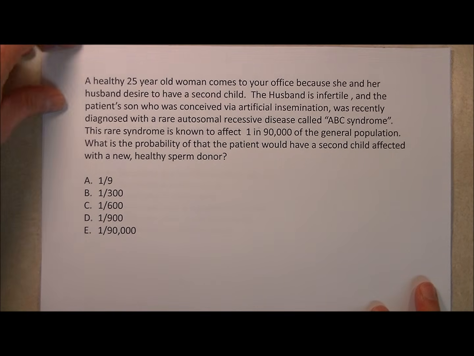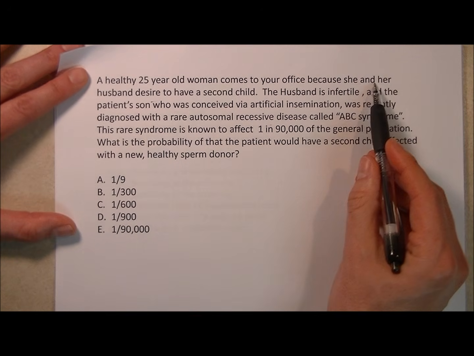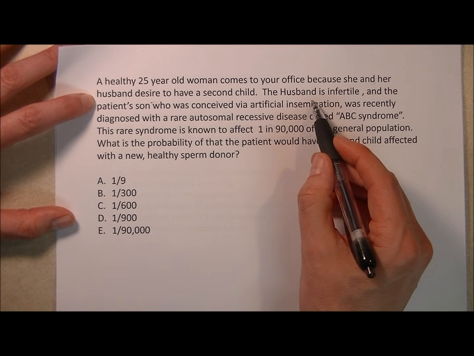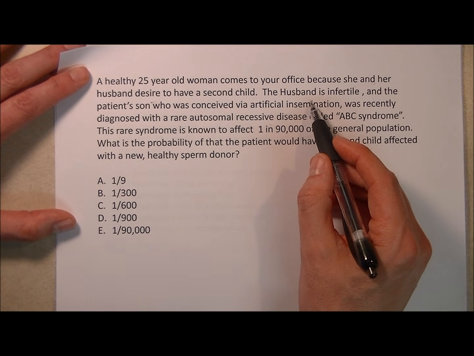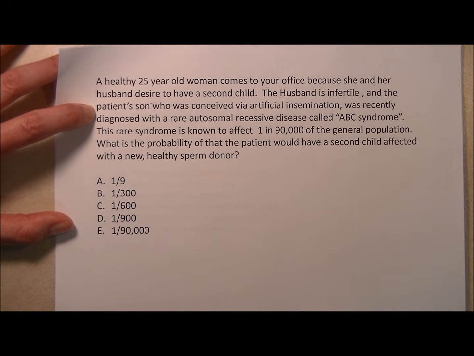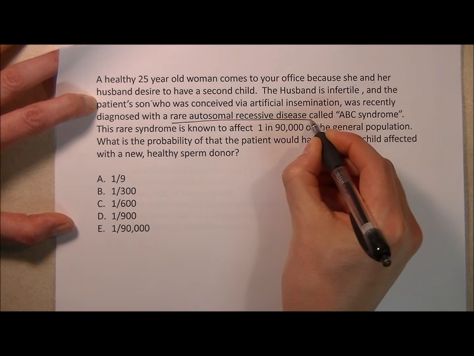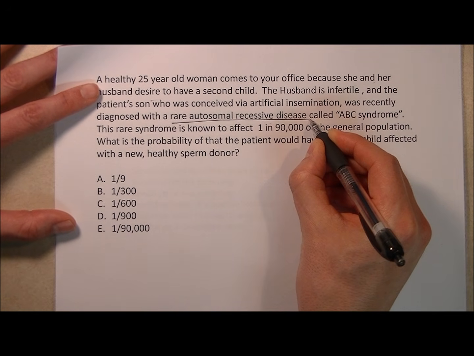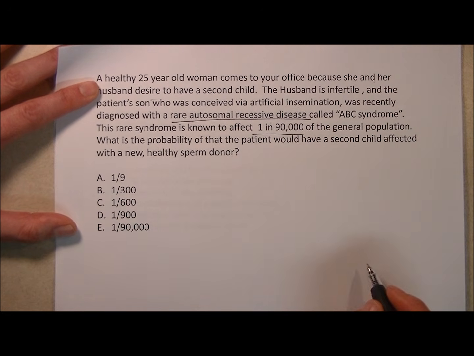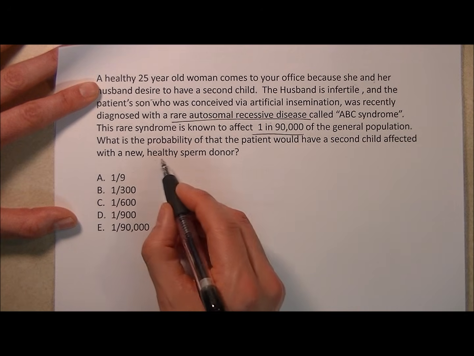All right. So looking at this one, this is just another Hardy-Weinberg problem. You know, healthy 25-year-old, she comes in, she has a kid. She desires to have another kid, but her husband has a little problem, so he can't do it. So she went out and had a sperm donor or whatever, but then her kid has some rare autosomal recessive disease. And this disease is known to affect 1 in 90,000 people. What is the probability of the patient having a second child affected with the new healthy sperm donor?